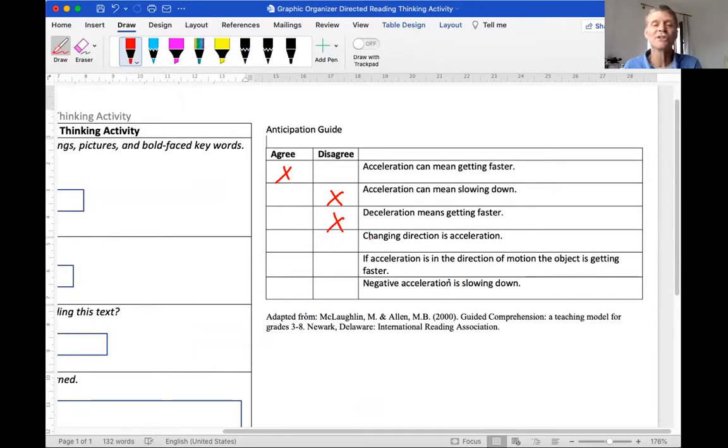Okay, again, this is what students are thinking. Changing direction is acceleration. I thought changing direction was changing velocity. If acceleration is in the direction of motion, the object is getting faster. Okay, I think that makes sense. Negative acceleration is slowing down. Well, yeah, I agree with that. Okay, so these might be what students think when they look at this reading.